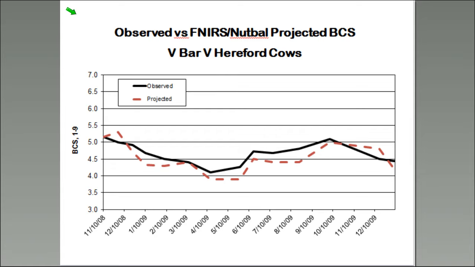One was purebred Hereford cows. The observed line in black here was going out when we collected those fecal samples monthly and visually collecting body condition scores for that herd. The red dotted line is what we would then project from the fecal sample and the nutritional balance model to what we thought the next 30 days body condition would be. And you can see that we stayed within about a half to a quarter body condition and followed that trend throughout the year on the Hereford cows.